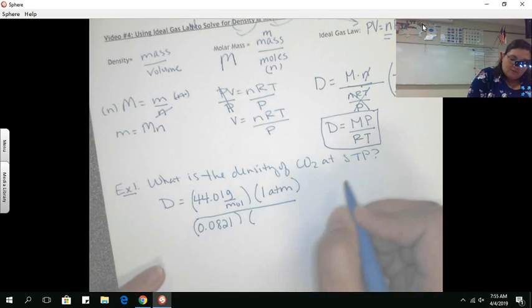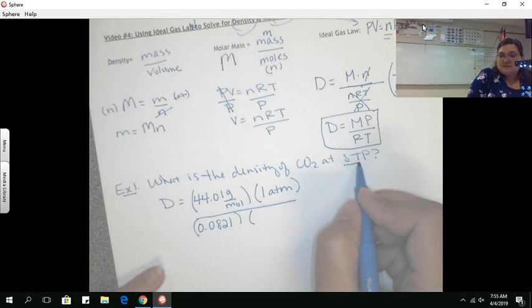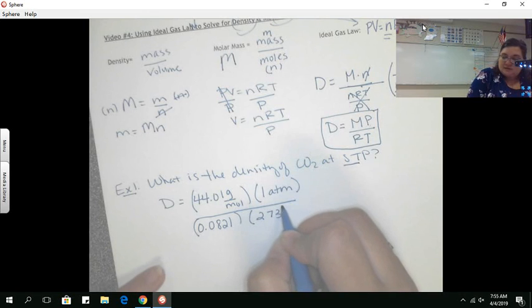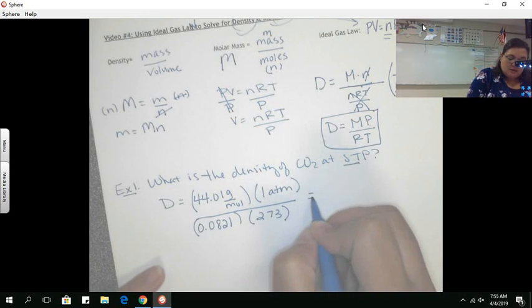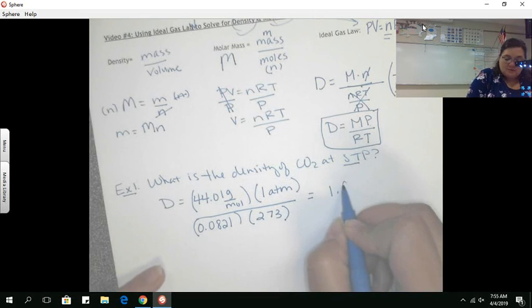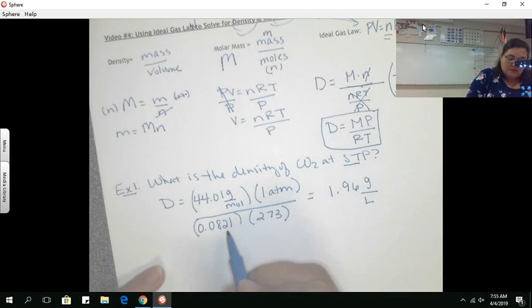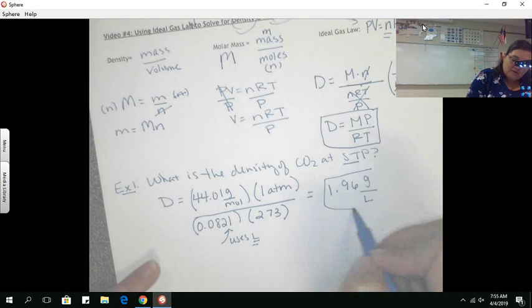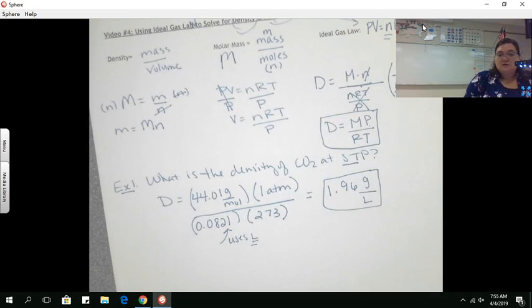And then we'll multiply by our temperature, and since it was STP, that's standard temperature, remember it has to be in Kelvin, so that's 273. So then we multiply and we divide, and we get 1.96. Now the units here are going to be grams per liter, because remember, for your ideal gas law, because of this gas constant, it uses liters. Remember, our ideal gas law must always use liters for volume. So that's the unit of the volume that we end up getting in our density. So grams per liter.